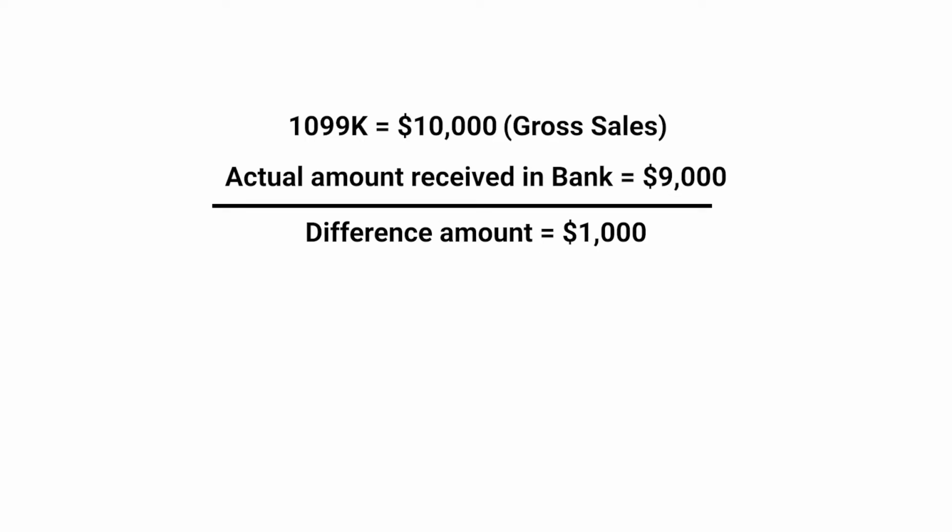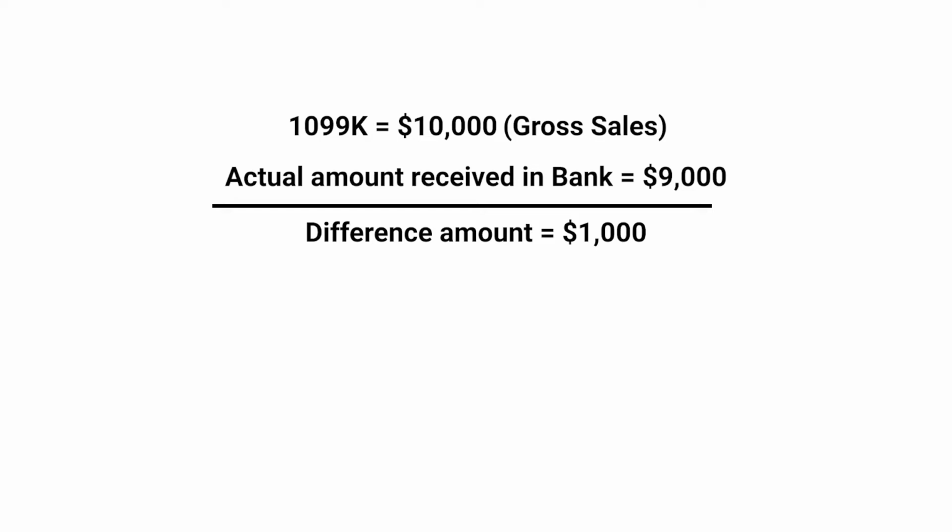Now, the $1,000 may be other expenses or other transaction fees that the platform or the payer had already deducted from your payment. And so instead of getting $10,000, you probably received $9,000. And so you think that you should only be reporting the $9,000 you received, which is incorrect.